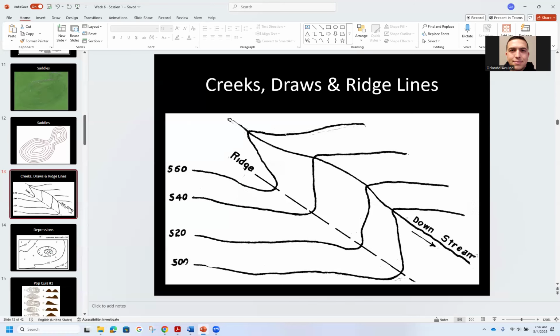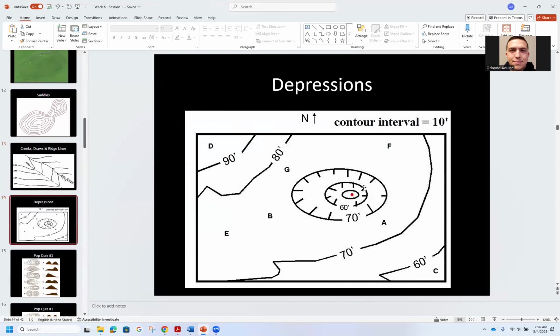You're making that ridge. And then what we have is depressions, right? Depressions make a kind of concentric circle around an area. So you know that the area is falling like a hole. You have 90 here, 80, and then all of a sudden you have a 70, elevation of 70 feet, sorry, and then elevation of 60 feet. So it's making that circle or depression.